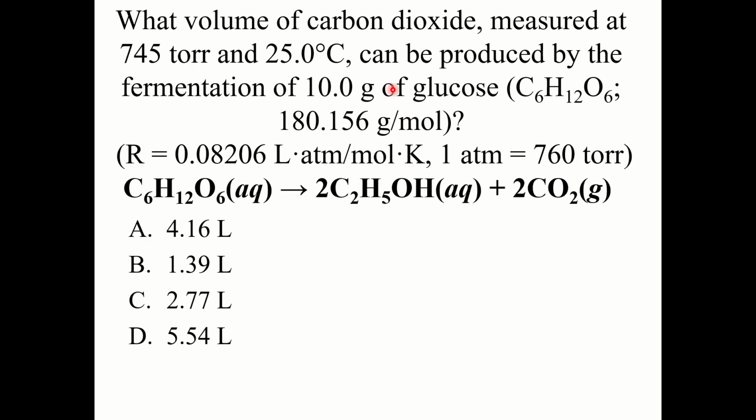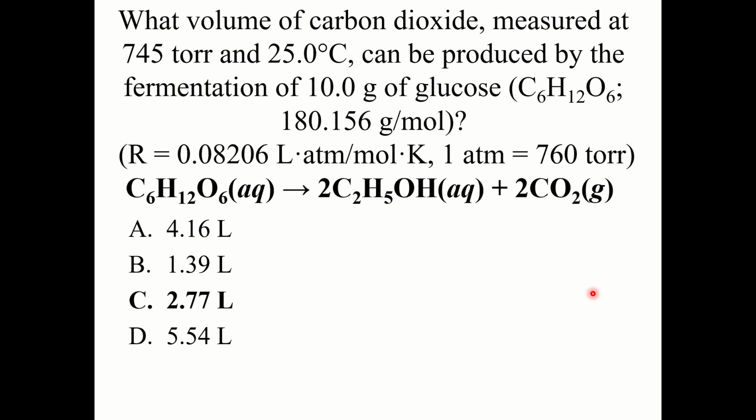Okay, so quick knowledge check question. What volume of carbon dioxide measured at 745 torr and 25 degrees Celsius can be produced by the fermentation of 10 grams of glucose? Glucose is C6H12O6. Its molar mass is given here. So you need to solve for volume CO2. All right, and the correct answer here is C, 2.77 liters.